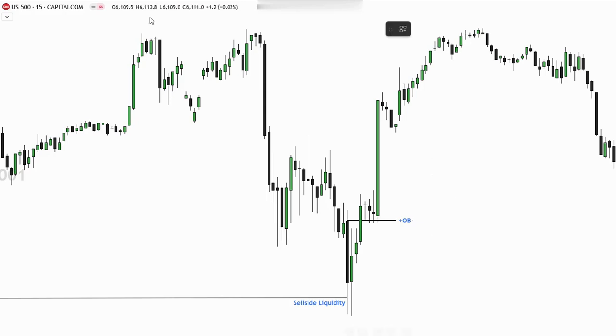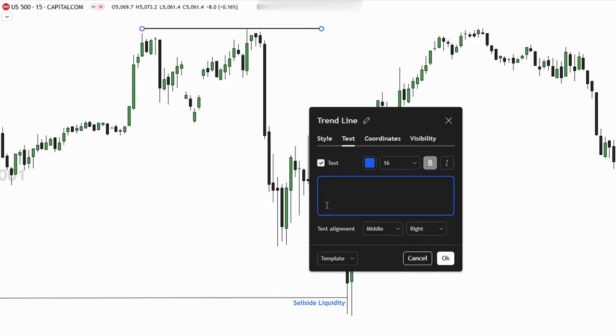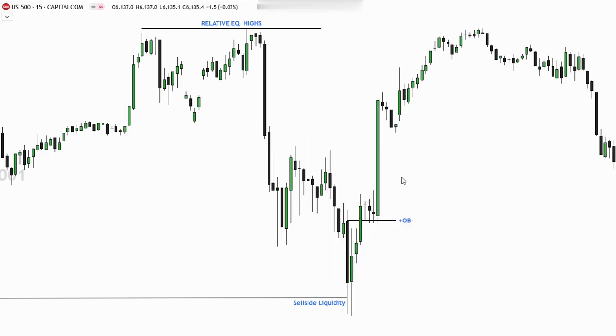And before you even continue, wherever you see some relative equal highs and lows, that is where you should be putting your eyes. Relative equal highs, top center. Yeah, that is more of a magnet. If price is poised to go higher, I want this area to be my target.